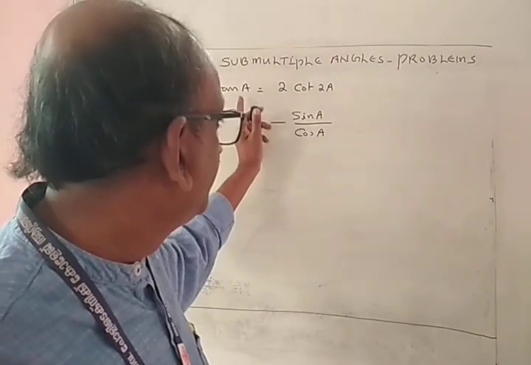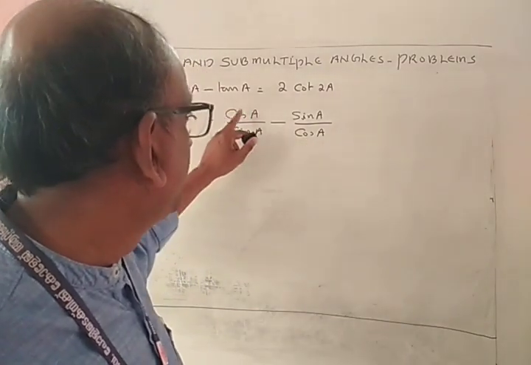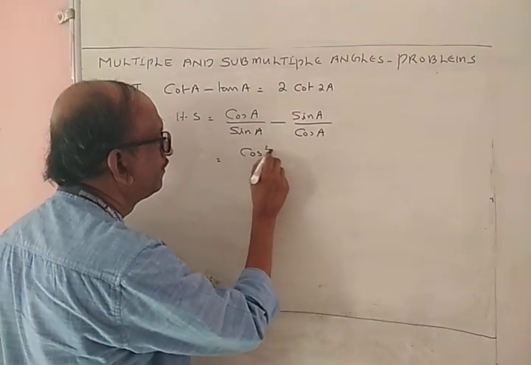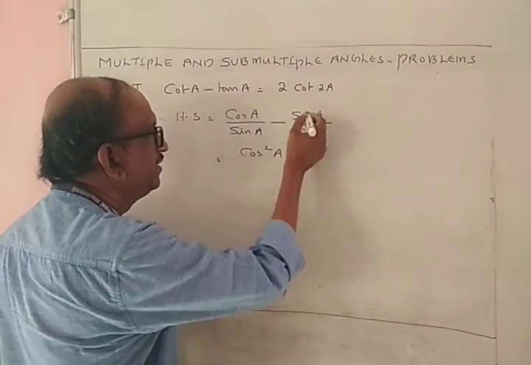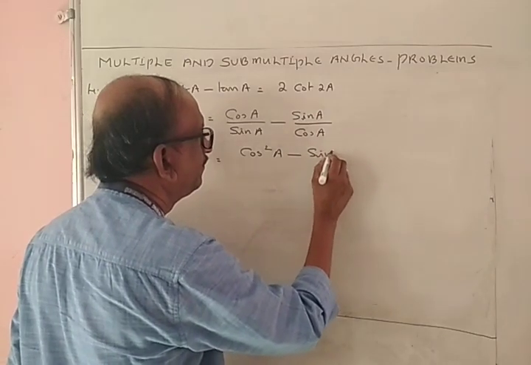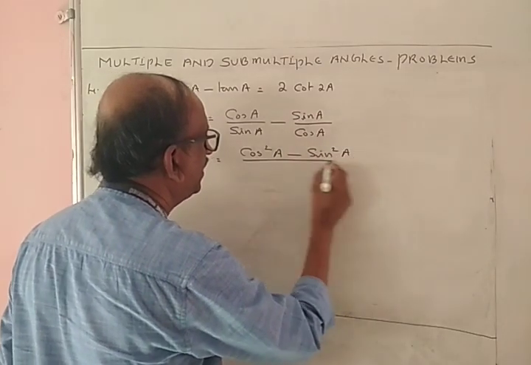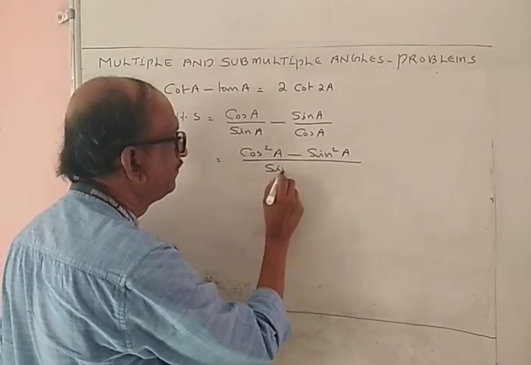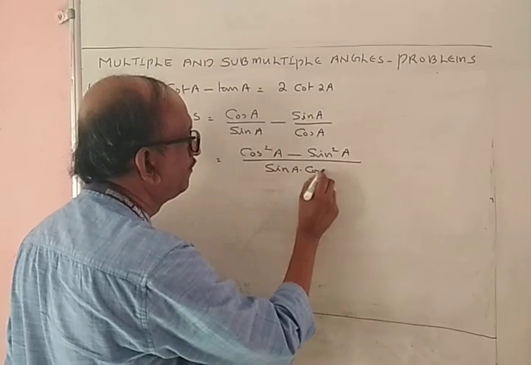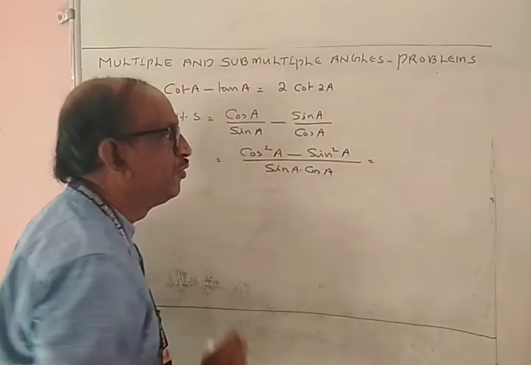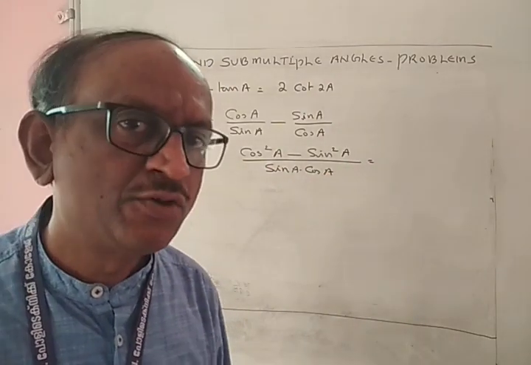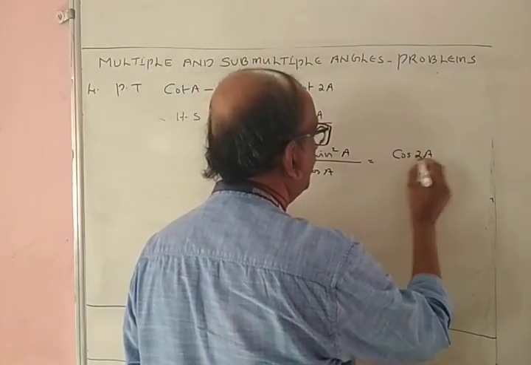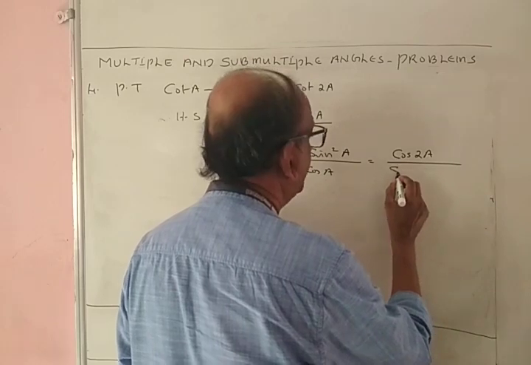Then simplify this fraction. Cross multiplication: cos A into cos A is cos square A, minus sin A into sin A, sin square A, divided by the denominator sin A into cos A, is equal to cos squared A minus sin squared A, which is cos 2A, divided by sin A cos A.